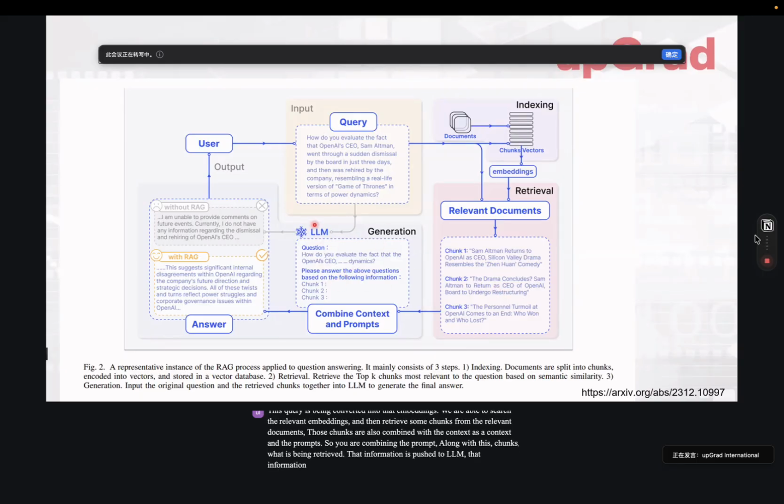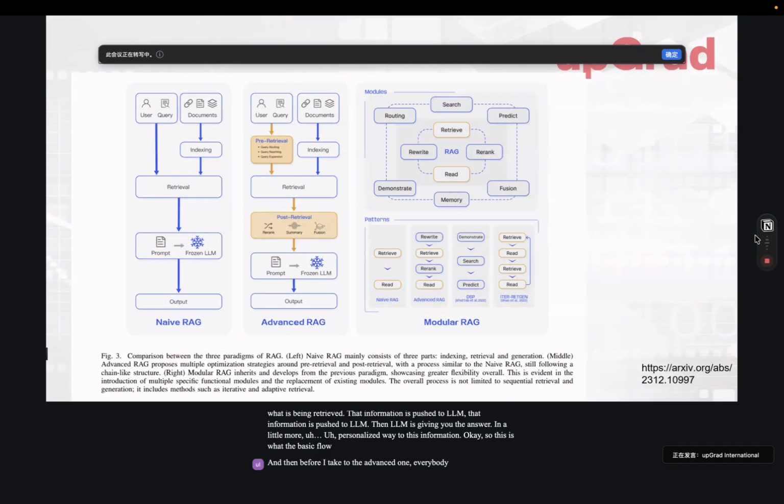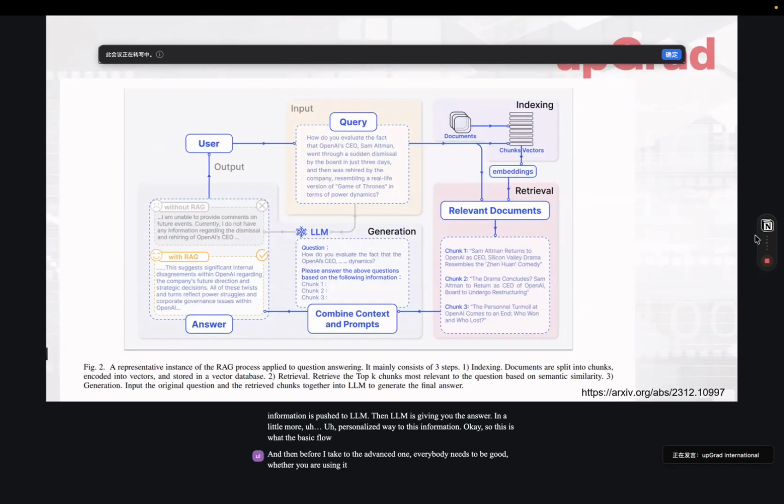That information is pushed to the LLM. Then the LLM gives you the answer in a little more personalized way. Okay, so this is the basic flow. Before I take you to the advanced one, everybody needs to be comfortable, whether you are using it or are completely new to it. This flow should be clear to you. Then we'll go into where I extend it.